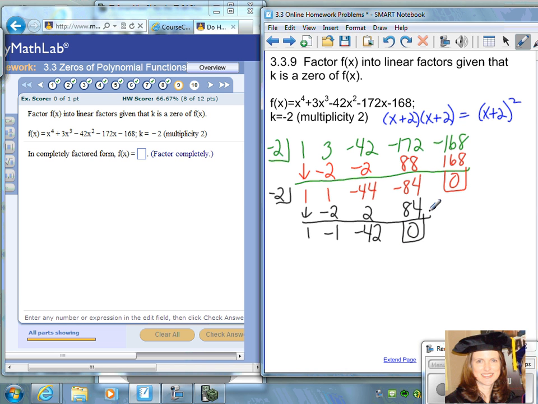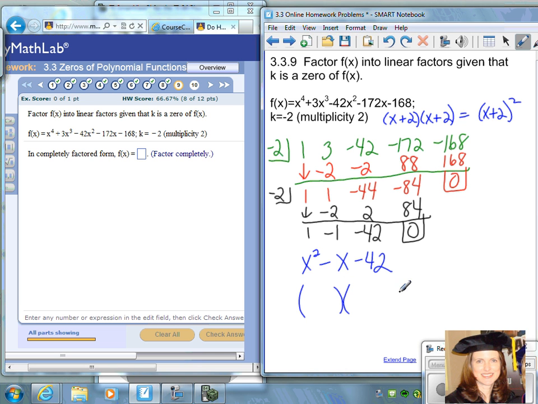Now that happens because negative 2 is a zero with multiplicity 2. So we do synthetic division twice, each time making it a simpler problem, reducing those powers. So what we have is what's left over. We had x to the fourth, and then this would be x to the third. So the result here is going to be 1x to the second power minus x minus 42. We want to factor that even further.